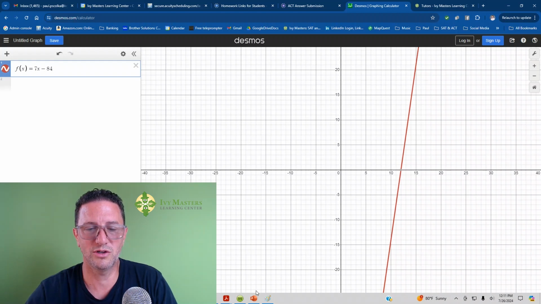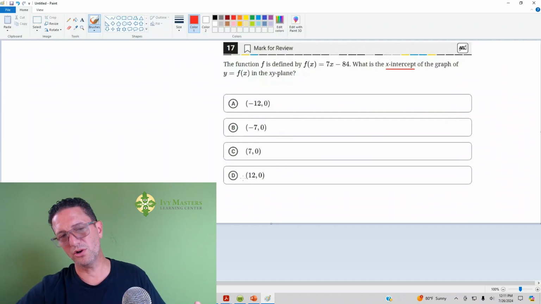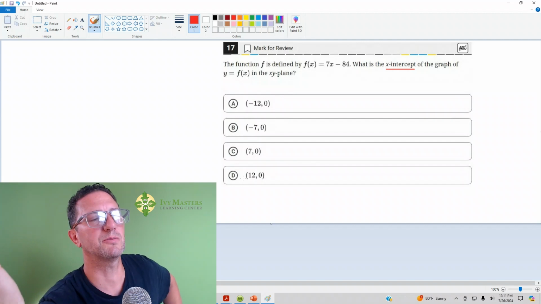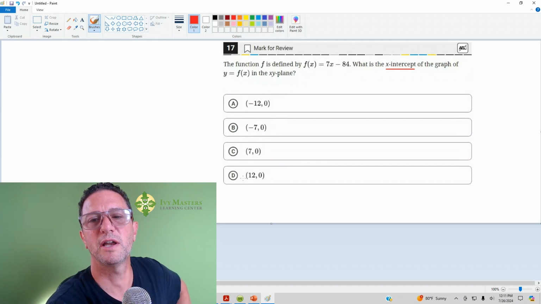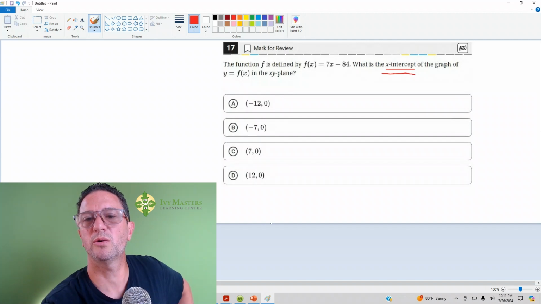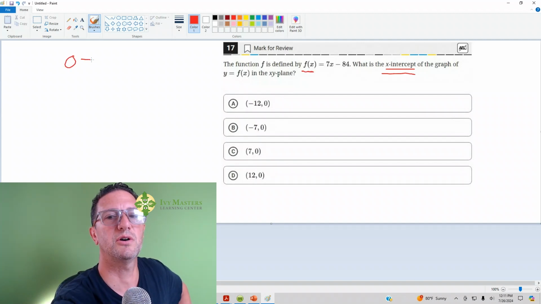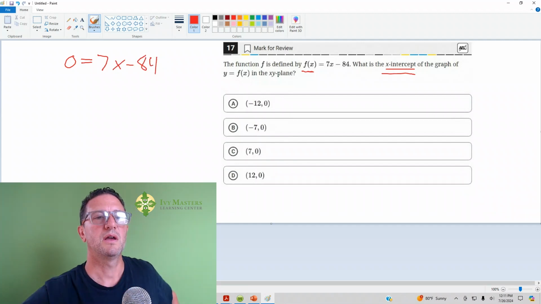Alternatively, what could you do? Well, you could solve it by hand. I think Desmos is a super easy solution here, so you might as well do that. But the x-intercept is where y equals 0. Another way to say y is to say f of x. So if I say 0 equals 7x minus 84, then I've got it.